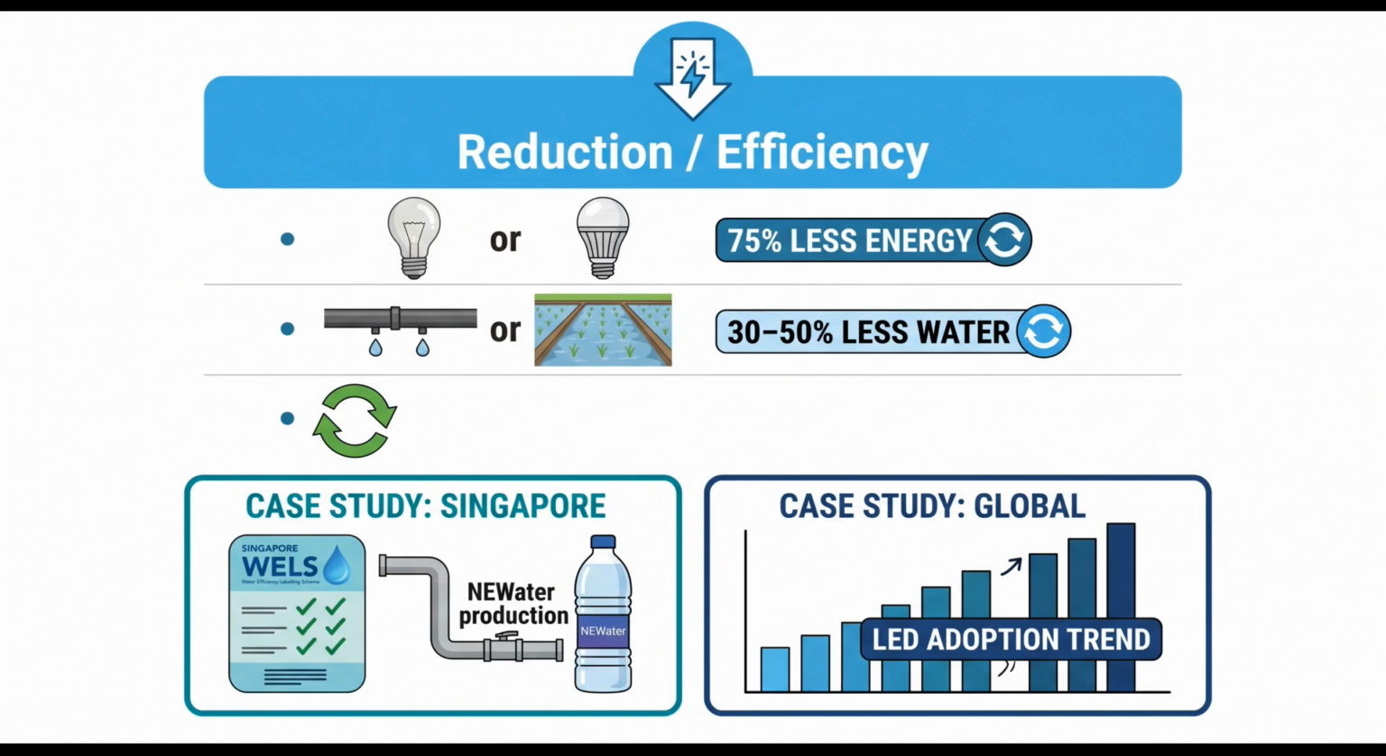Singapore example, the Water Efficiency Labeling Scheme, or WELS. Appliances are rated on how efficiently they use water. Consumers who choose WELS-rated washing machines and dishwashers use less water without changing their behavior in any other way. Combined with NEWater recycling, this significantly extends Singapore's effective water supply.